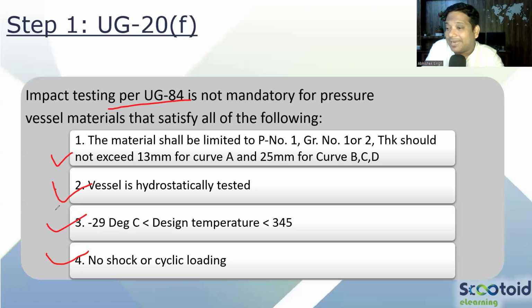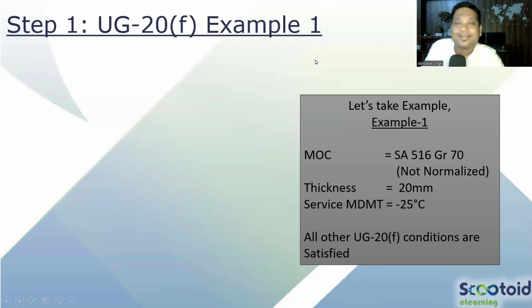Let me take one example that may clarify it for everyone. Examples are the best way to see that, which is the reason I've kept examples also. So I'm taking 516 grade 70. Material is not normalized. It has 20 mm thickness and minus 25 degrees Celsius. All other UG 20F conditions like hydrostatic testing, minus 29 to 345 design temperature, and no cyclic or shock loading, everything is satisfied.